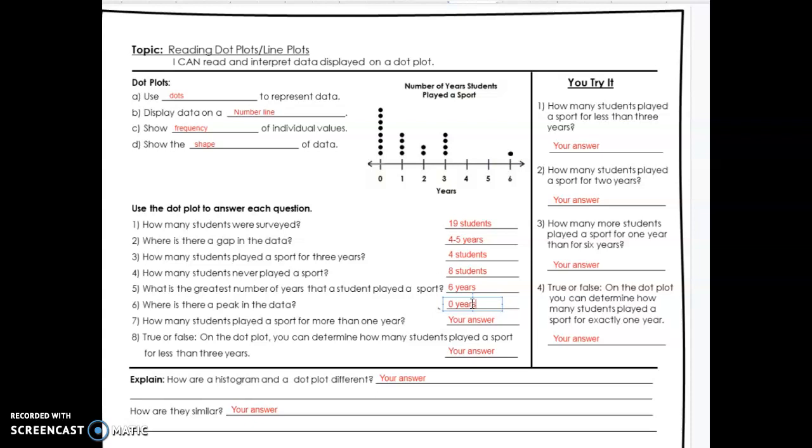How many students played a sport for more than 1 year? So more than 1 year does not include 1 year. So it would be 2, 3, or 6. 4 or 5, but no one's there. So 1, 2, 3, 4, 5, 6, 7.